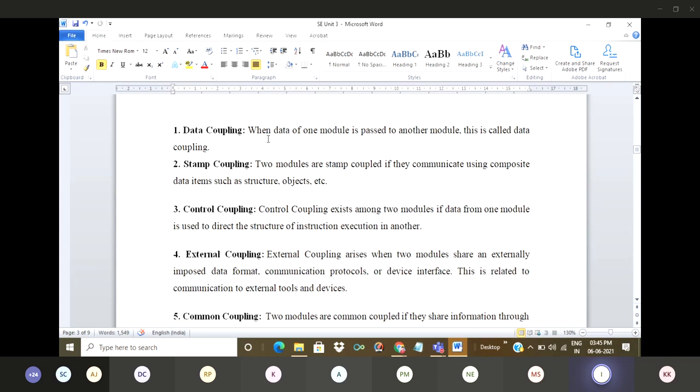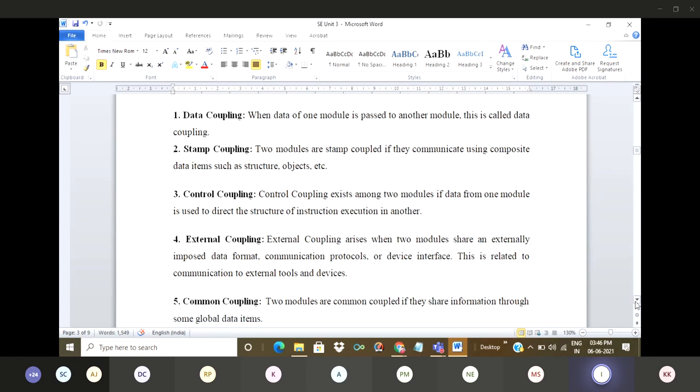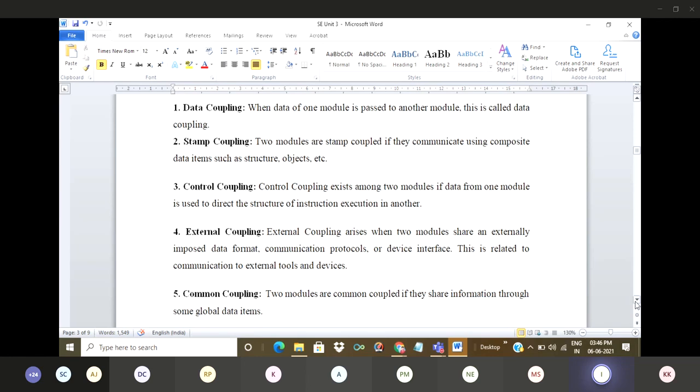Third is control coupling. Control coupling exists among two modules if data from one module is used to direct the structure of instruction execution in another. Data coupling is one module's data passed to another, but control coupling exists if the data from one module is used to direct the structure of instruction execution in another.